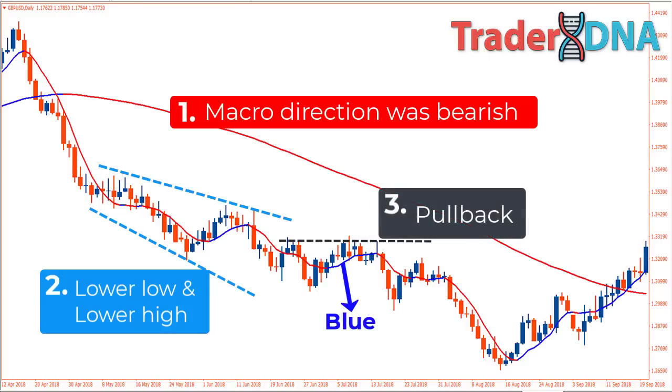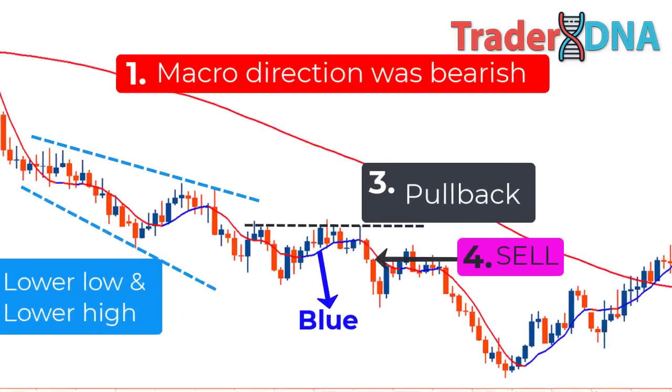Number 4. This bar closed below the 21-period non-lagging moving average and triggered a short trade. Number 5. Now, let's focus on this bearish pin bar.